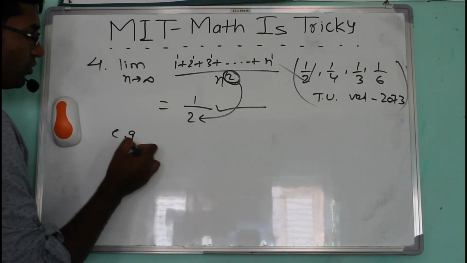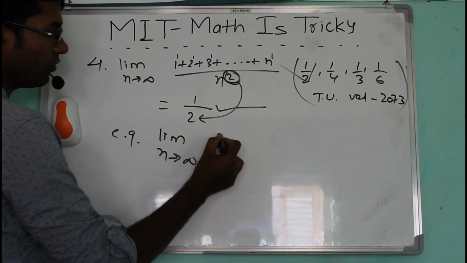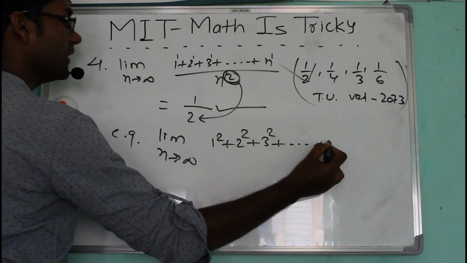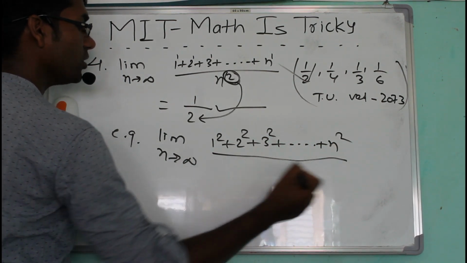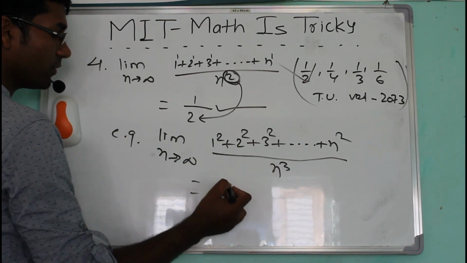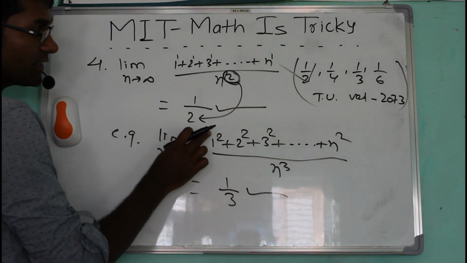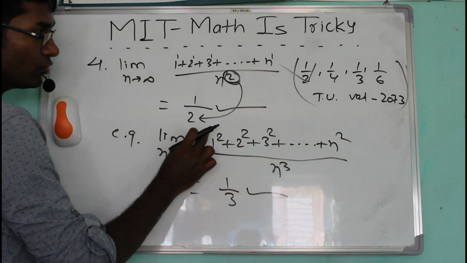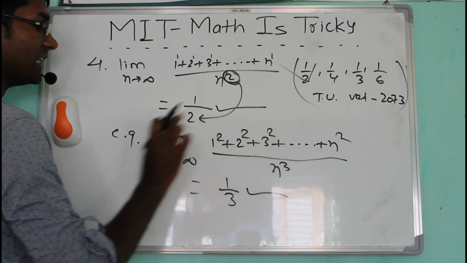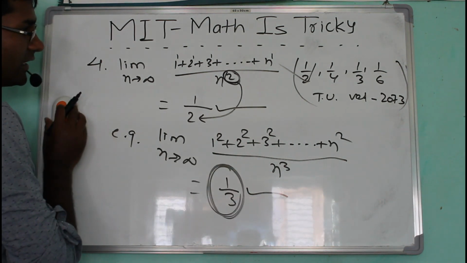Let's take one more example. Suppose the question is like this: limit n tends to infinity of 1 square plus 2 square plus 3 square dot dot dot n square, with the same condition set. The answer for this type of question will always be 1 by 3, you can write the direct answer. Remember the degrees will always be 2 then 3, 3 then 4, and 5 then 6, like this. Within a second you can write the answer.